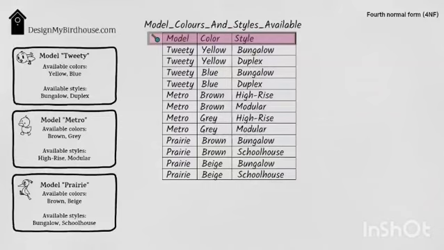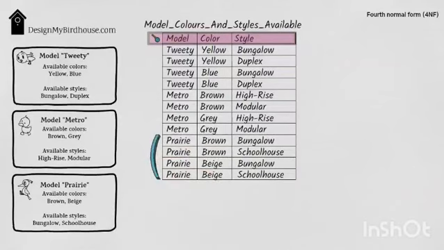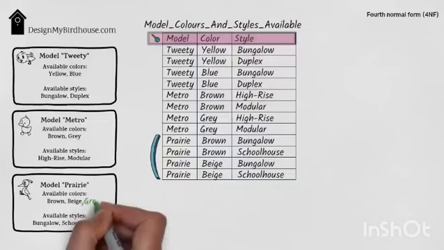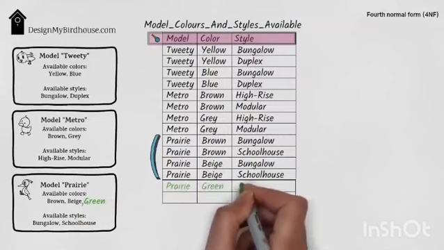Let's look at the rows for the birdhouse model Prairie. The available colors for the Prairie birdhouse model are brown and beige. Now suppose DesignMyBirdhouse.com decides to introduce a third available color for the Prairie model, green. This will mean we'll have to add 2 extra Prairie rows to the table. One for Green Bungalow and one for Green Schoolhouse.